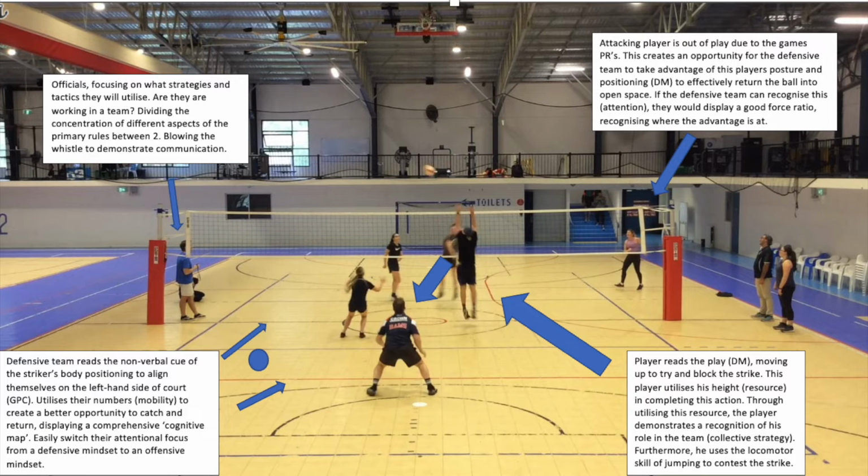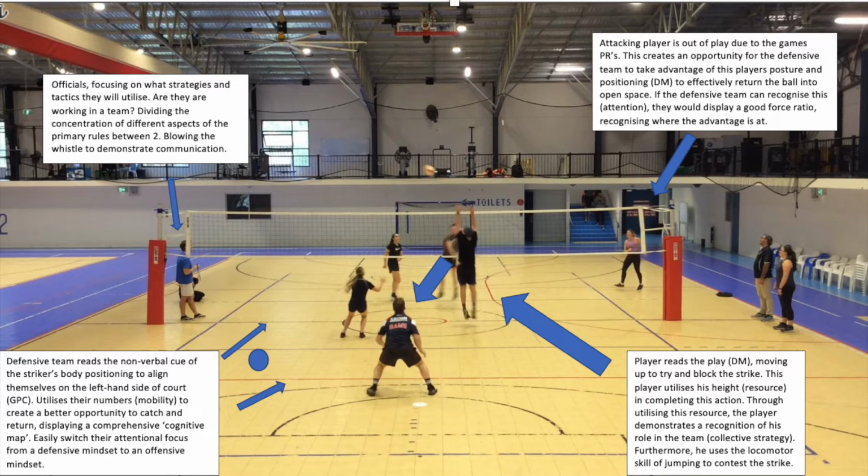The player utilises his resource, being his height, to complete the intended action, and through utilising his resource, the player has demonstrated a recognition of the role in his team, demonstrating his understanding of collective strategy and the team's understanding of their competency network. Next, we can see that the other two defensive players have read the non-verbal cues of the striker's body positioning to make a read on where the ball will land in the court. This allows the other two defenders the opportunity to alter the posture and positioning to make an effective catch and return.